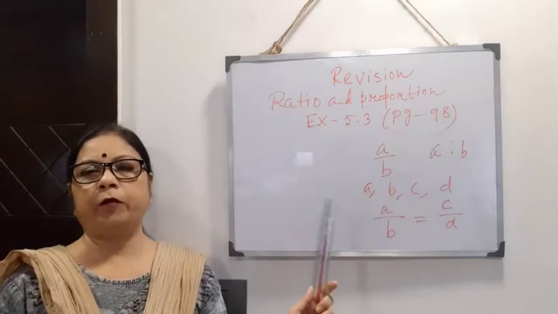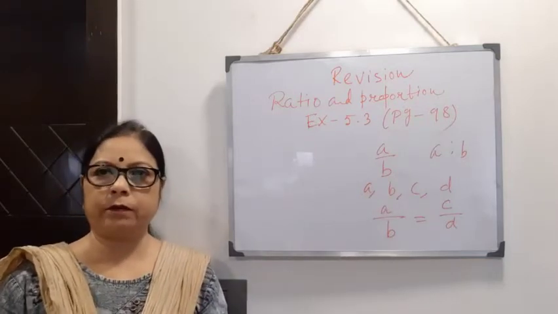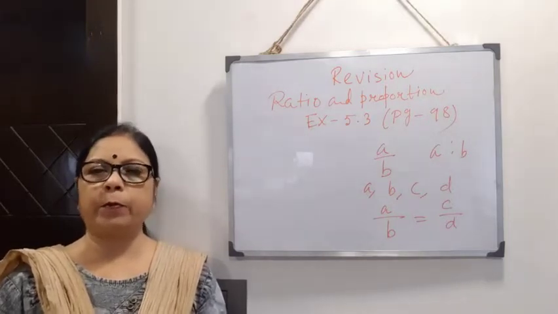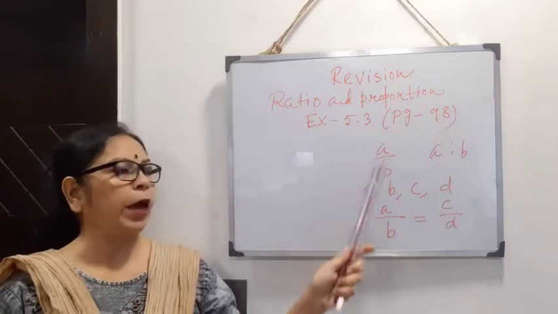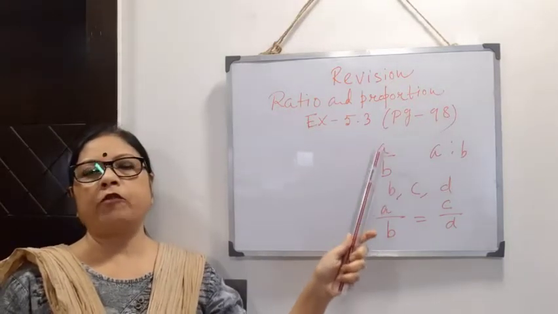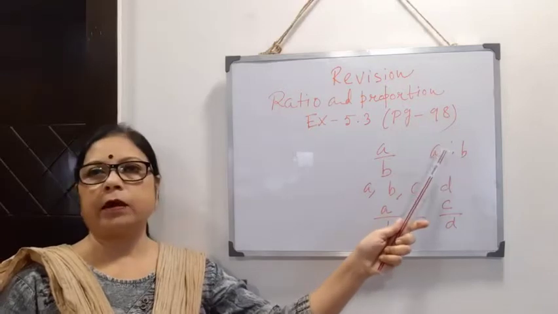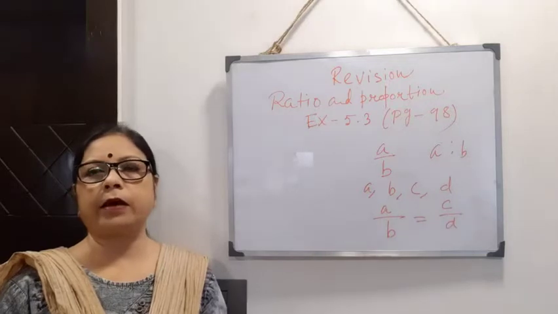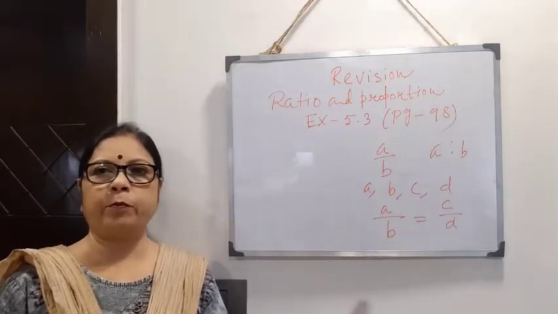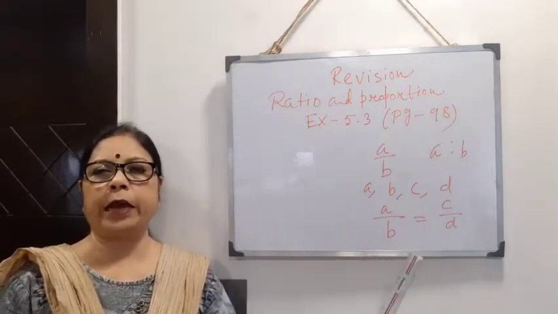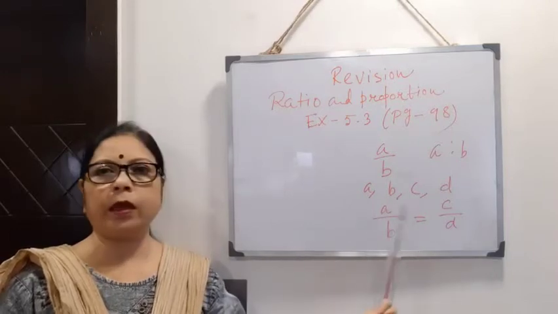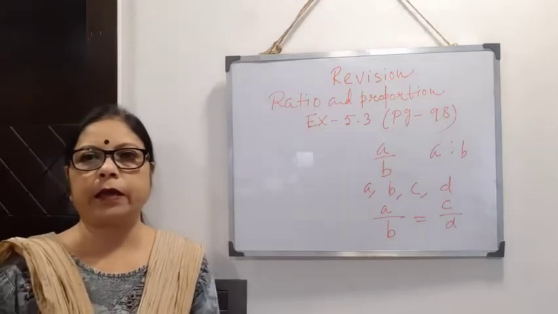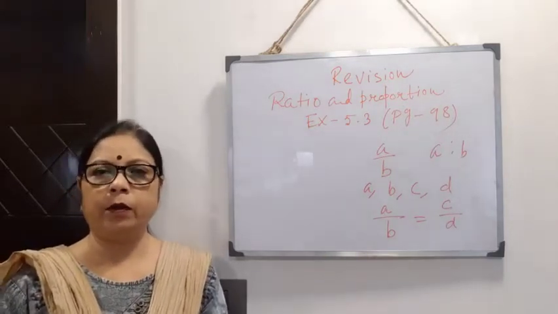Now what is ratio and what is proportion? If two quantities A and B are of the same kind and in the same unit, then the fraction of A and B is called the ratio of A and B, and it can be written as A is to B. And if four quantities A, B, C, D are such that the ratio of A and B is the same as the ratio of C and D, that means A by B equals C by D, then we can say that these four quantities A, B, C, D are in proportion.